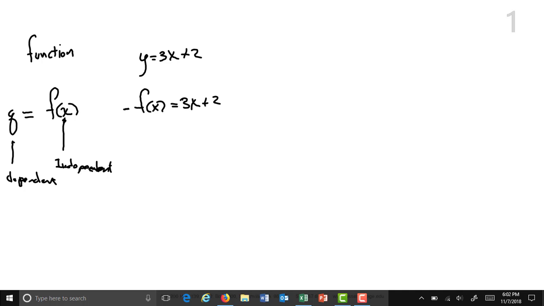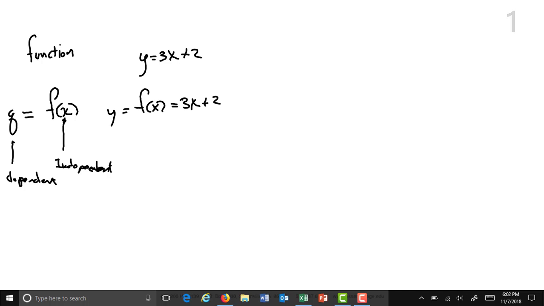Now you can still let this equal y, but it's just letting people know that this is a recipe for generating y's. We're going to plug in x and out comes y's, right? So this recipe is the function. It has to obey certain rules to be a function, but in general we call this a function.